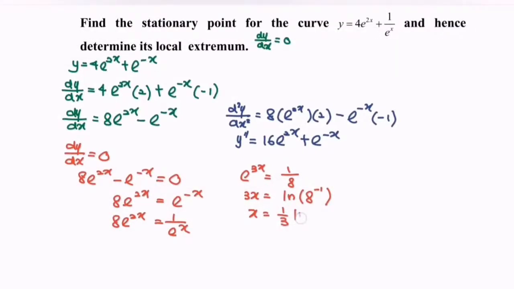Ln bracket 8 to the power negative 1, or you may rewrite the situation as 1/3 ln bracket 2 to the power of negative 3. So if we simplify the situation, we will have x is equal to 1/3. By using the properties of log, we can bring forward the negative 3. So we will have negative 3 bracket ln 2. Finally, x is equal to negative ln 2.